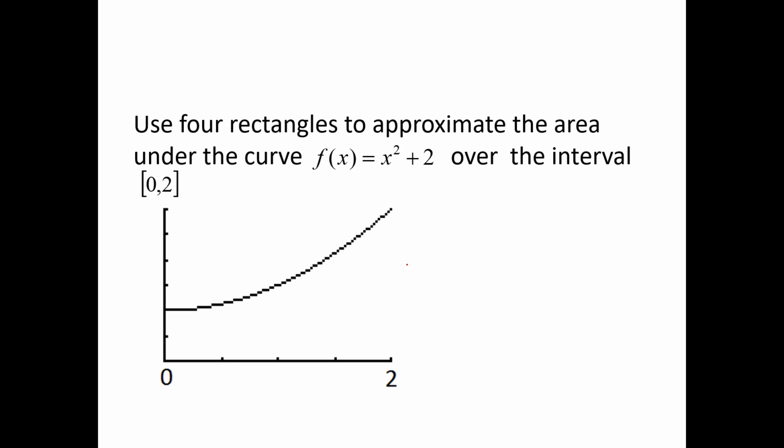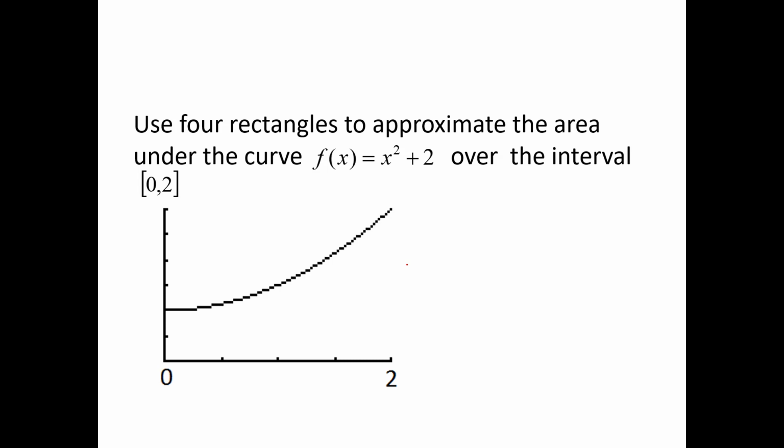Okay, so use 4 rectangles to approximate the area under the curve f of x equals x squared plus 2 over the interval from 0 to 2. So that's how we're going to get a better approximation. Rather than trying to do it all with one rectangle, we are going to do it with more rectangles. And in this case, we're being asked to use 4.